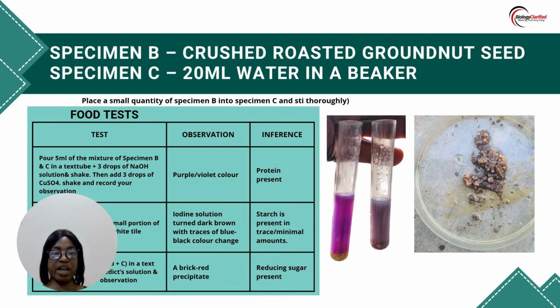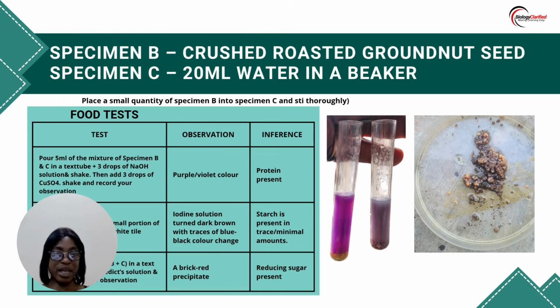So this is the reason why I combined specimen B and specimen C, because of food tests. I feel that specimen C is 20 ml of water in a beaker. So you could be told to take a portion of specimen B and pour it into specimen C and stir it to get a groundnut solution. And then you will be told to split it into portions to carry out the following tests.